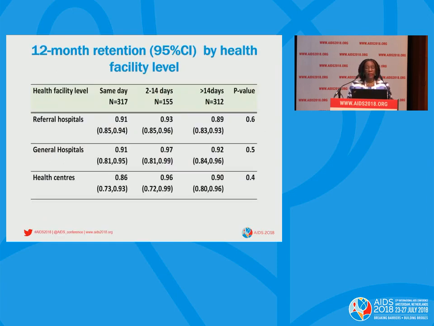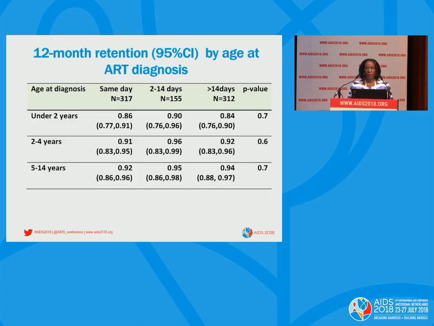Again, we looked at the level of health facility. You're looking at the 95% confidence interval by health facility. And there was no difference in terms of retention between the referral hospitals, the general hospitals, and the health centers. In terms of age at ART diagnosis, again, we find there was no difference between those under 2, 2 to 4 years, and 5 to 14.